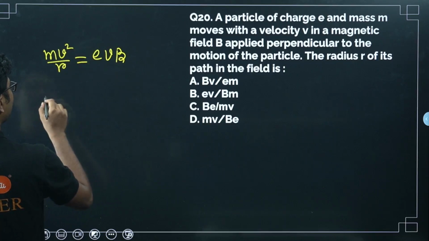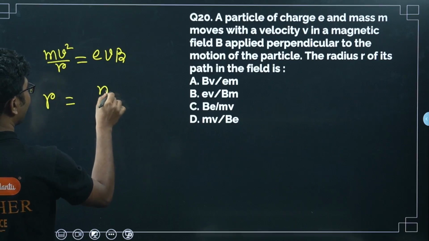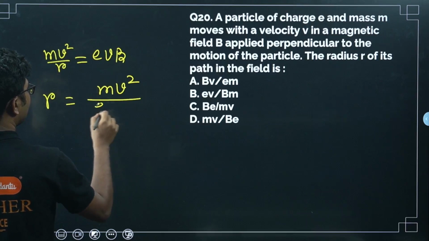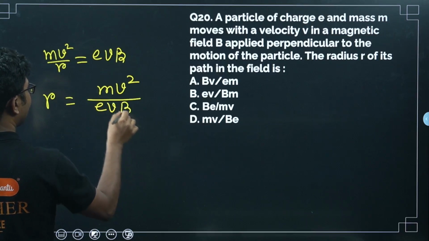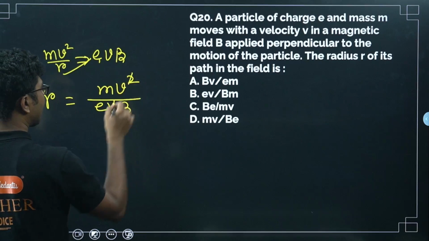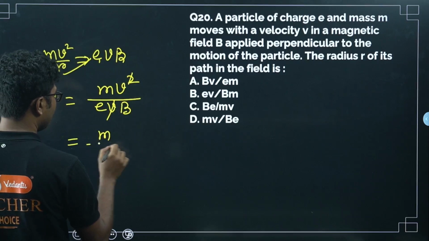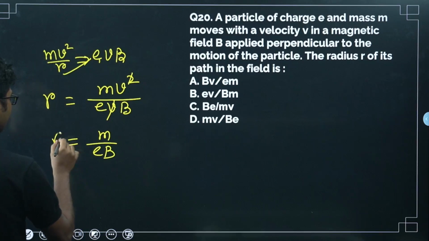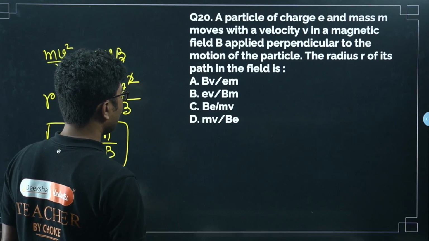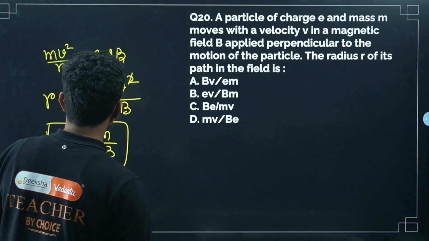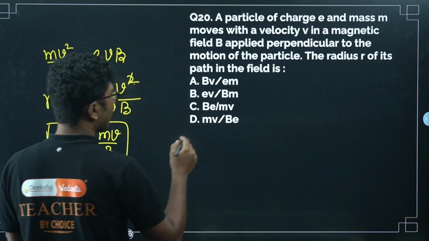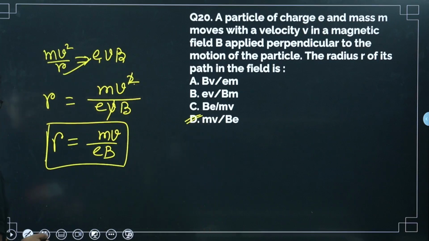So what is the r? r is m v square divided by e v B, right? So this r will go up, this will come down, so cross multiplication, one v will cancel, so it will be m by e B. This is the radius of the path, right? There is one v still here, right? So m v by e B. So this is the correct answer.